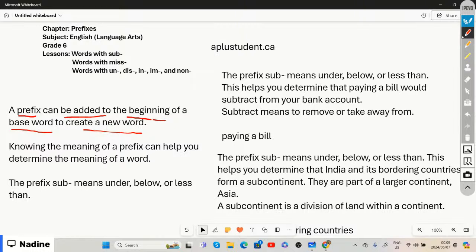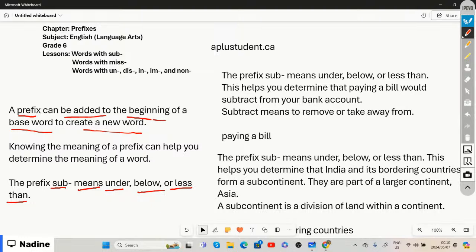All right, so the prefix sub means under, below, or less than, right? So think of words like submarine. A submarine is a closed form of transportation that you can use underwater. So sub is under, so we can use it underwater. And that is a submarine.